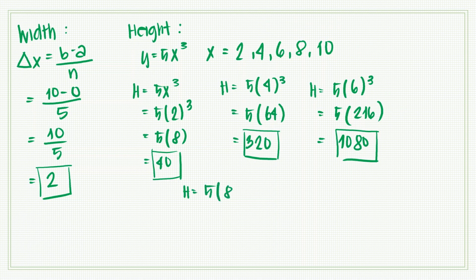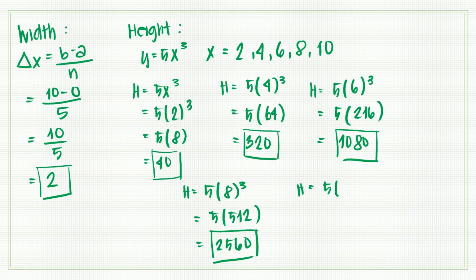5 times 8 raised to 3. 8 raised to 3 is 512 times 5 is 2560. 5 times 10 raised to 3. 10 raised to 3 is equal to 1000. 1000 times 5 is equal to 5000.